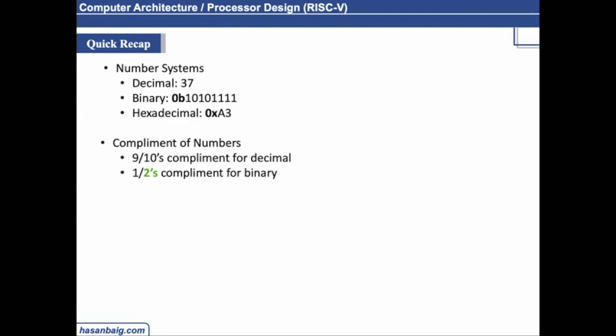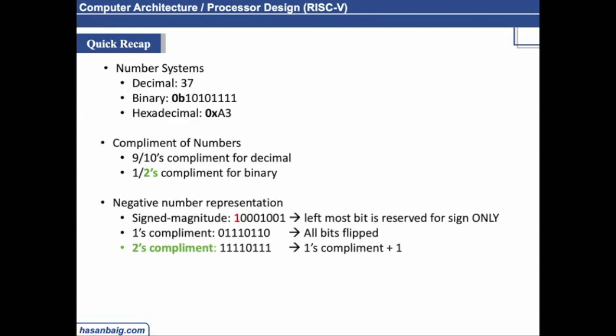There are three systems that we discussed: sign magnitude, ones complement, and twos complement. In sign magnitude, the leftmost bit is reserved for the sign explicitly. So here you have a value 9, and this 1 explicitly tells that it's negative 9. Then ones complement is simply, if you have a positive number, we can flip it to get its negative equivalent. And in twos complement, it's simply ones complement plus 1.